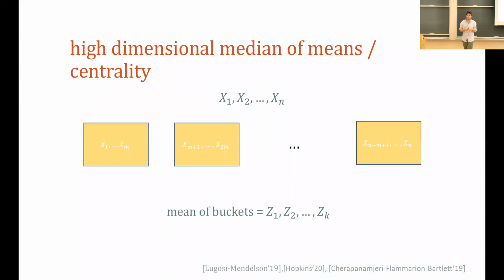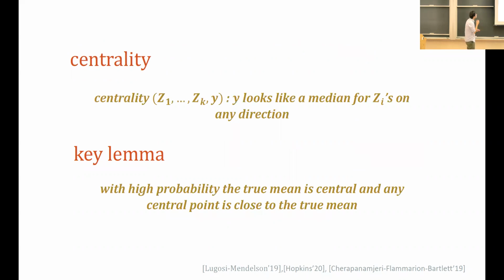Now, if you are in 1D, you can just output the median of z1 to zk, and this is going to be a very good estimator of the mean. It is going to have sub-Gaussian rates. But in d dimensions, it's not clear how to define a high-dimensional median. Fortunately, Kelly gave a talk about centrality and high-dimensional median yesterday, so she basically made my job easier.